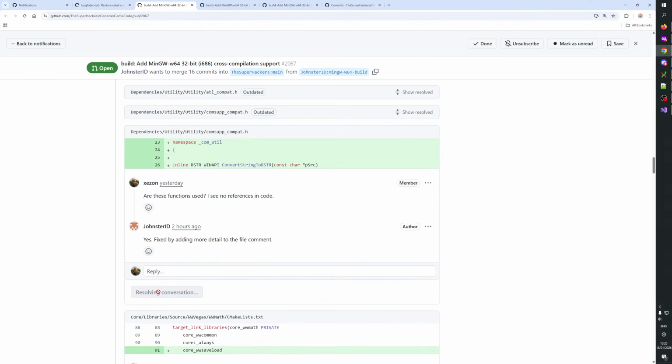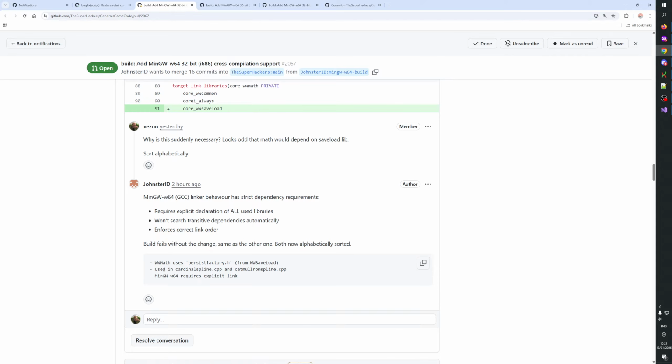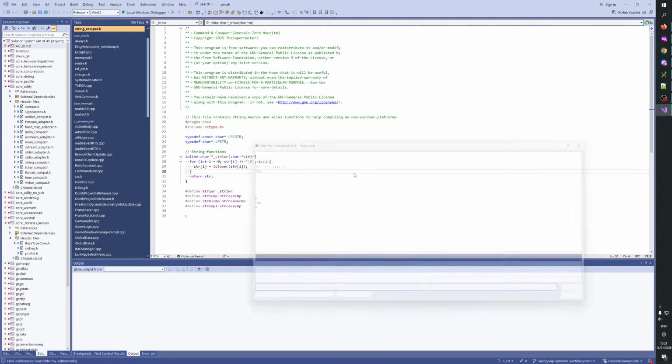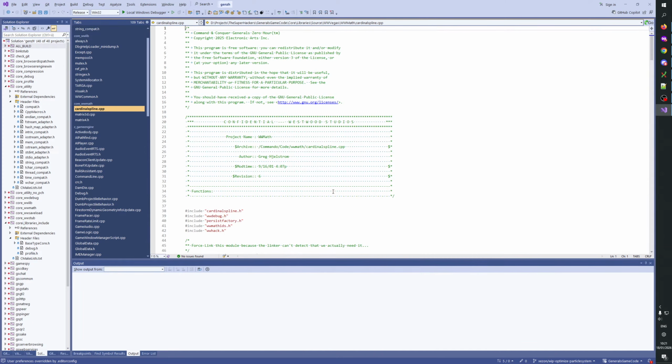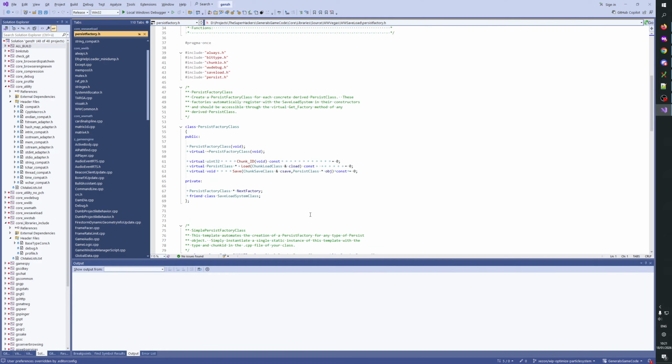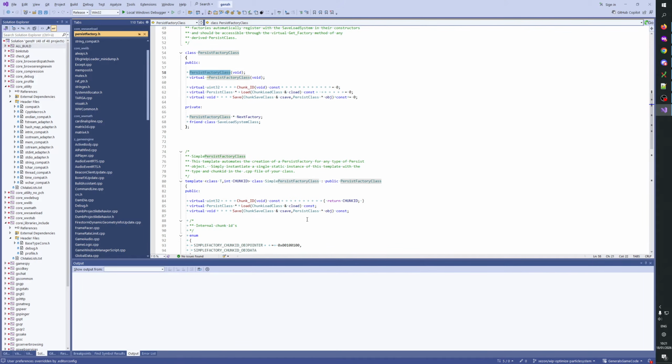Okay. Build fails without the change, same as the other one. Both now alphabetically sorted. I won't search and force correctly. Okay. Use the cardinal spline. Let me see that. Cardinal spline. Persist factory. Persist factory class.